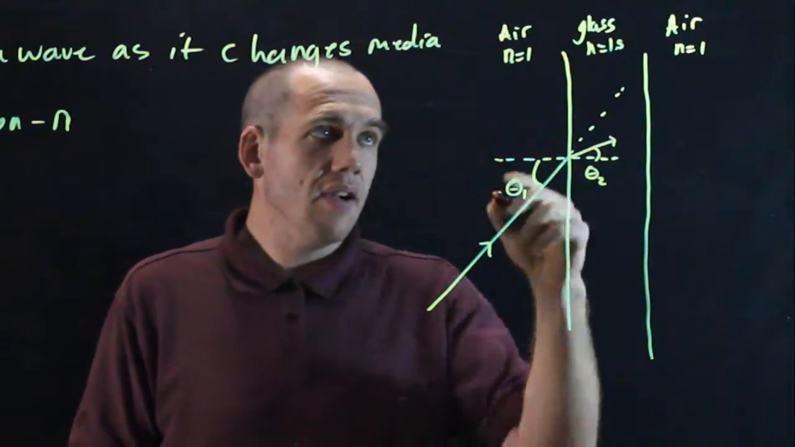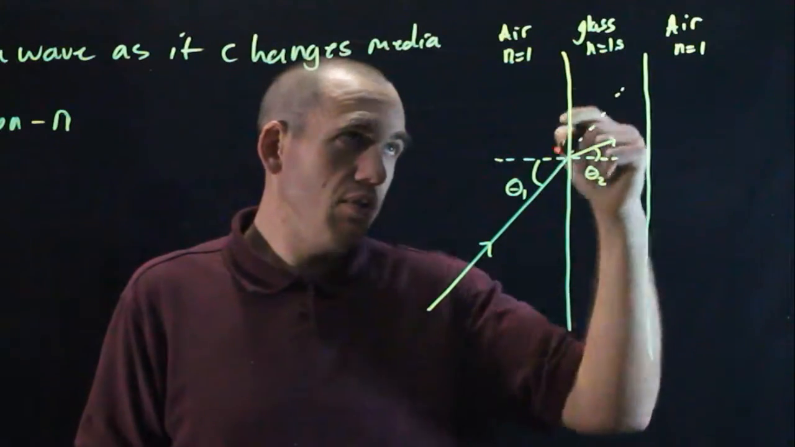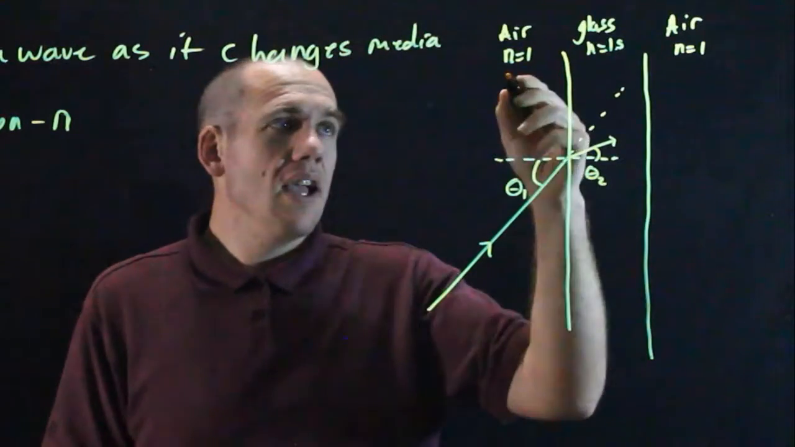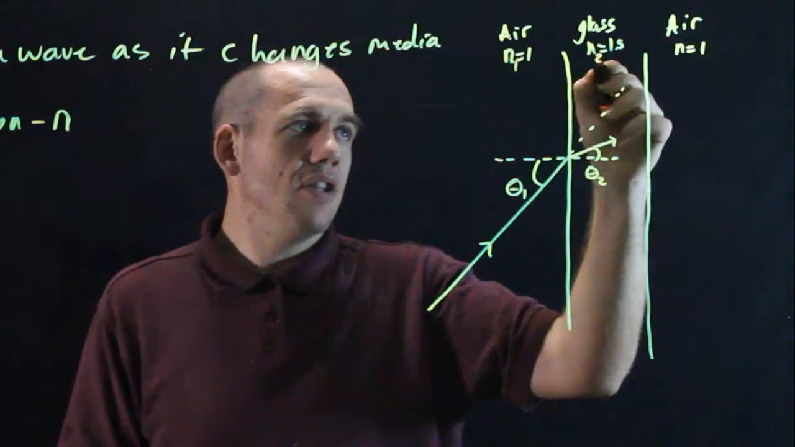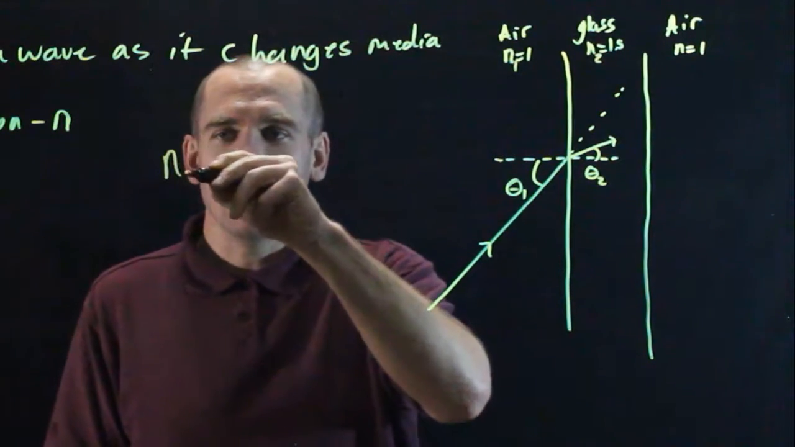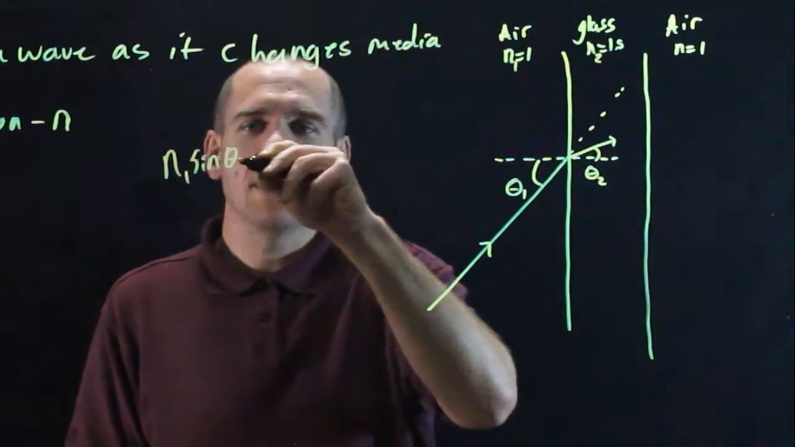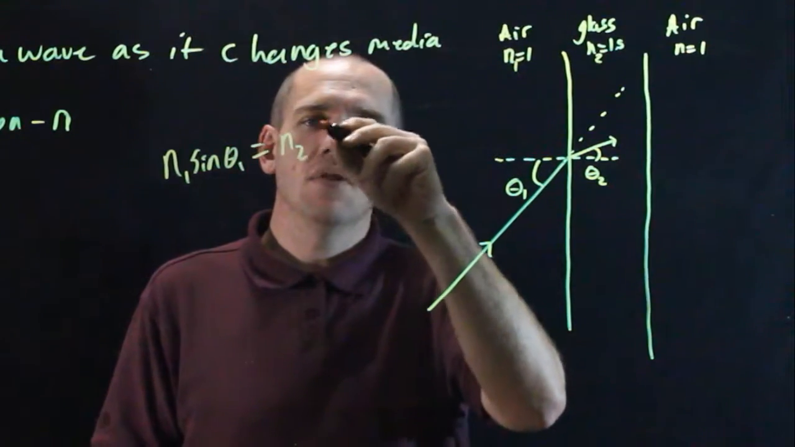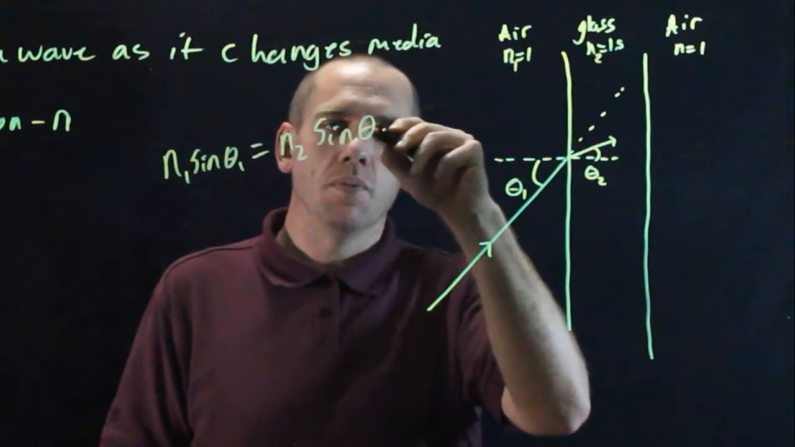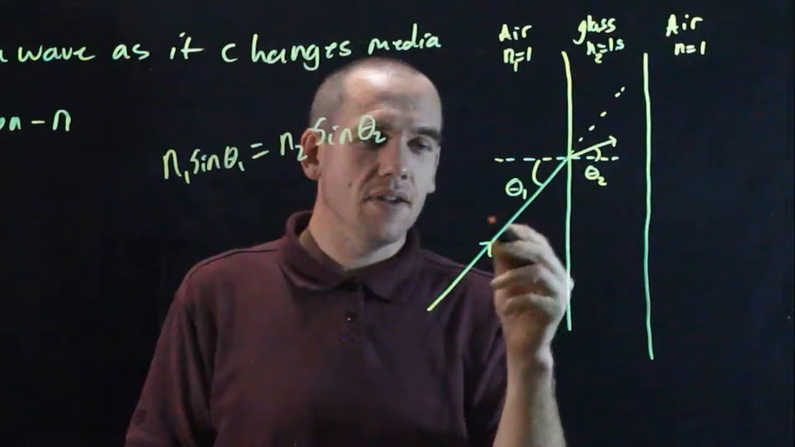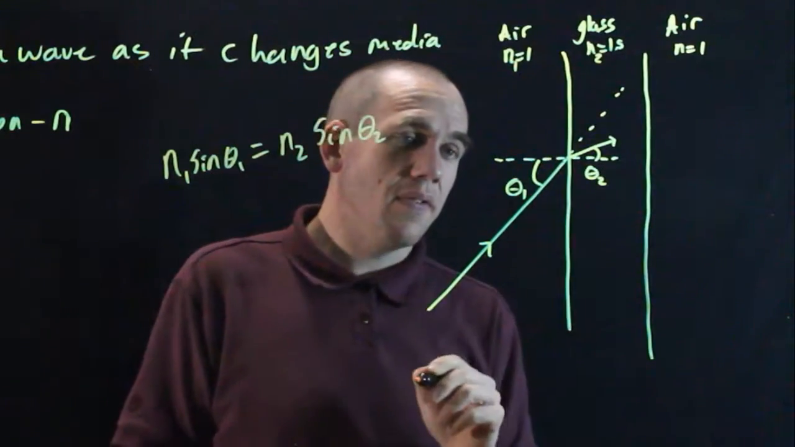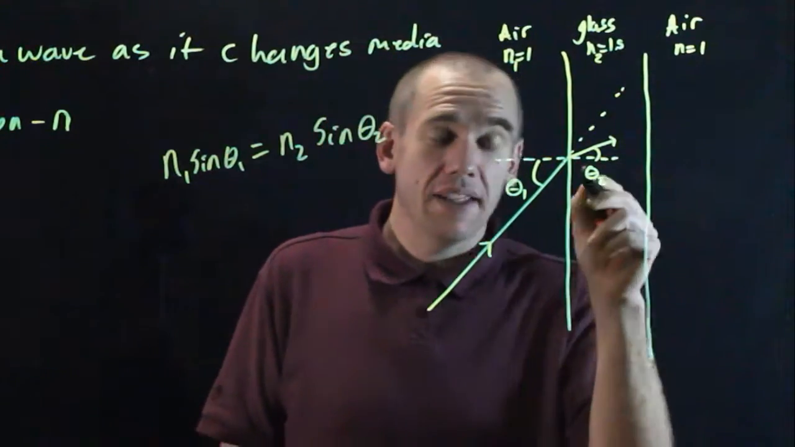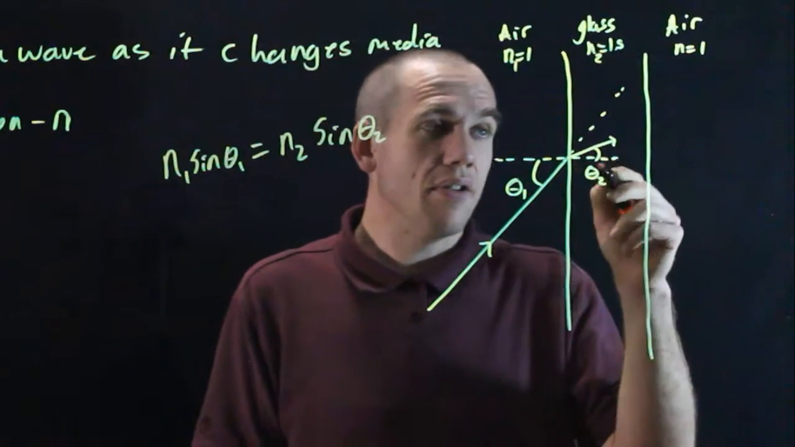So over here, air has n equal 1. Over here we have glass, n equals 1.5. I'm going to call these n1 and n2. And Snell's law says n1 sine theta 1 equals n2 sine theta 2. And so if I know the indices of refraction and I know one of the angles, I can figure out the other angle.